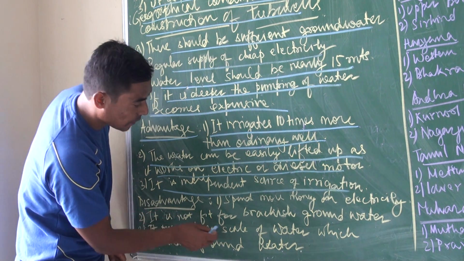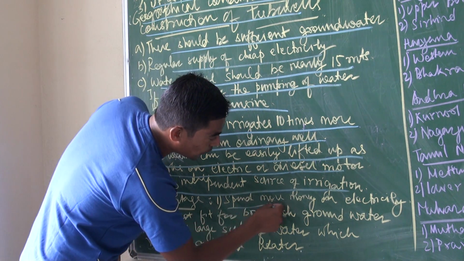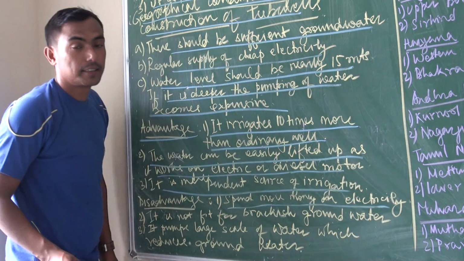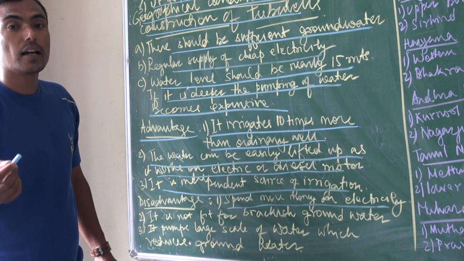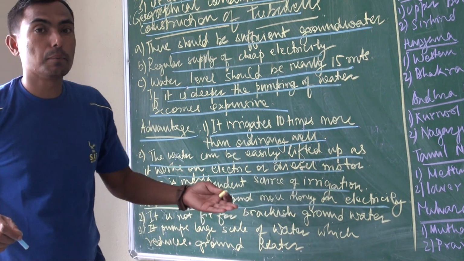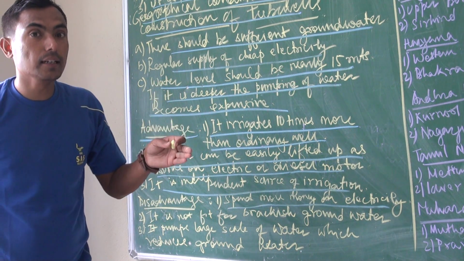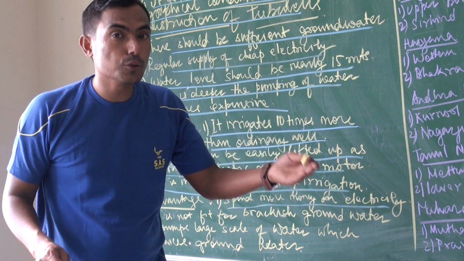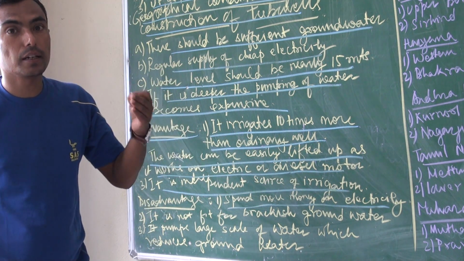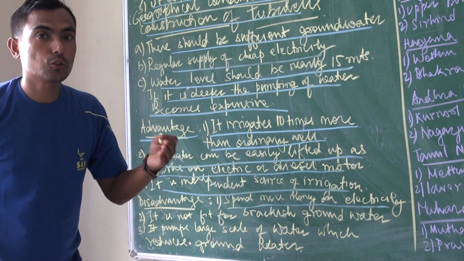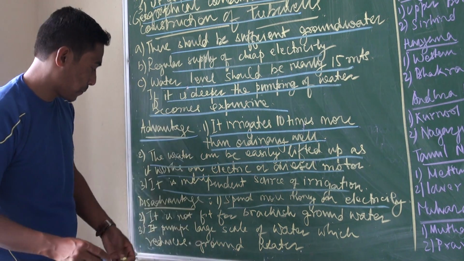Disadvantages: the farmers have to spend more money on electricity. It means now they are getting electricity especially to pump out the water. They are getting it at a very cheap rate, but still they need to pay a huge price. They need to pay a huge price just to pump out the water.